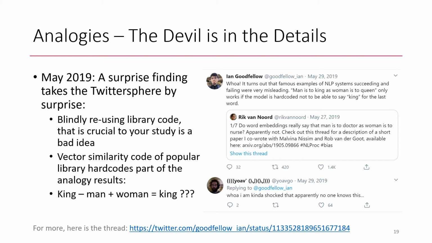So always be careful when you use code that's not yours and which is highly crucial to your study. You should really know what you're executing there and not just blindly take something.